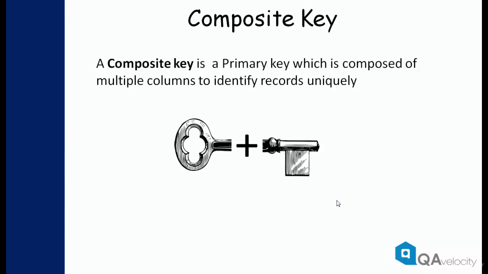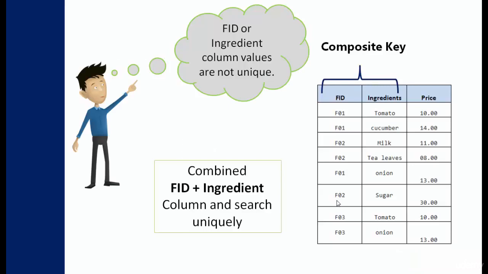So if we combine two columns of a table to search the record uniquely, we call it composite key. Consider this table. If we individually see FID or ingredient column values, they are repeating. If you can see, cucumber value, tomato are repeated. FID value F01 is repeated multiple times. So if you try to search using F01, it will give you multiple records.